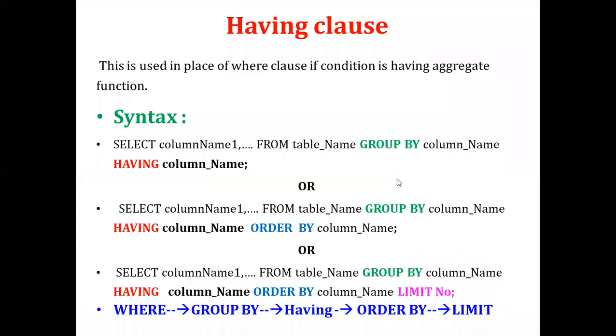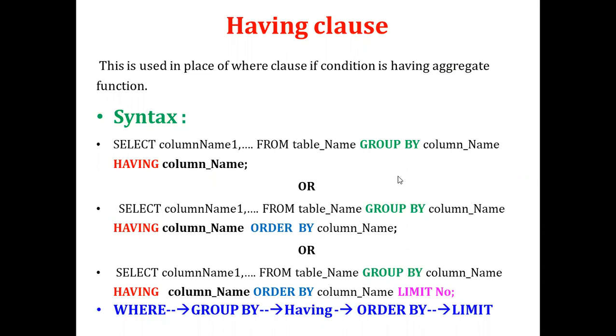We know that with the help of the where clause, we get a specified, particular output. The condition we put is with the help of the where clause. Again, if we are using an aggregate function such as min, max, sum, average, count for specifying the condition, in that case we use the group by clause.